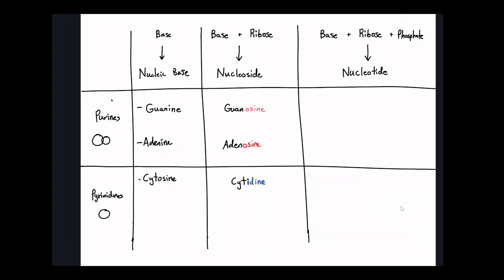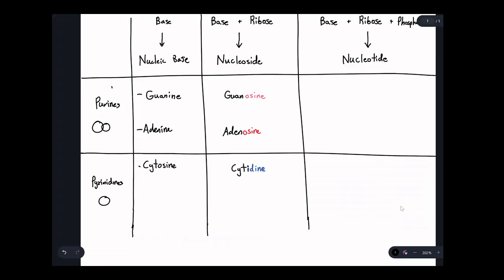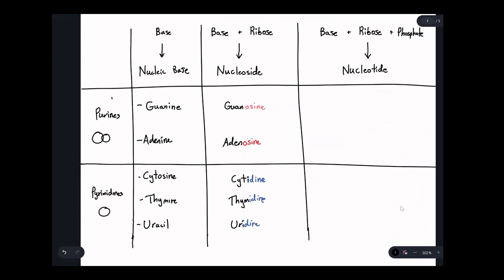For cytosine, again the base, when we add the ribose sugar to it, we add idine. So that's for the pyrimidines. Cytosine, thymine, and uracil are our three pyrimidines, which turn into cytidine, thymidine, and uridine. Thymidine and uridine. So these are good names and patterns to keep in mind. If you call guanine by itself with the sugar guanosine, that's incorrect.